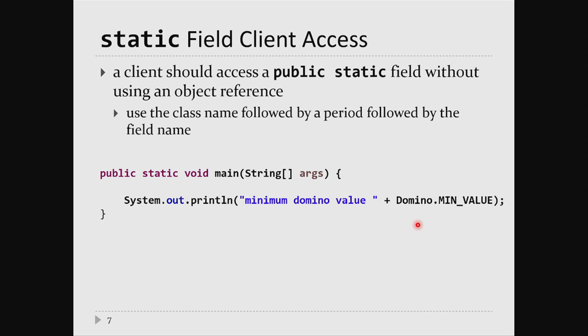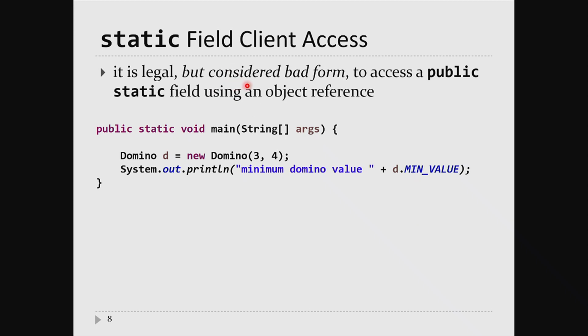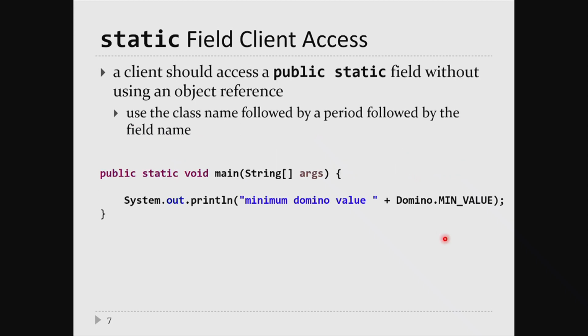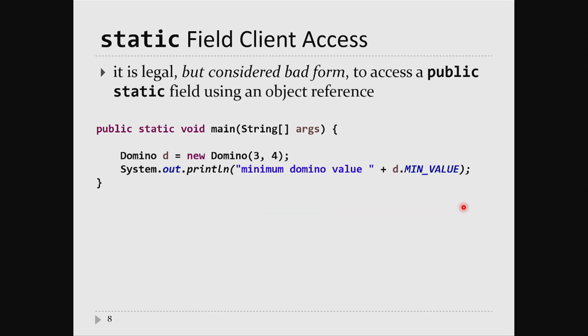Java is somewhat lenient in that it is legal, but considered bad form, to use an object reference to access a static field. So this is legal: you can make a domino and then write d.MIN_VALUE. But don't do that. The reason is that every other Java programmer is going to look at that and think MIN_VALUE is not a static field, because you're accessing it through an object reference. Whereas any Java programmer that reads Domino.MIN_VALUE immediately knows that it is a static field. Okay?